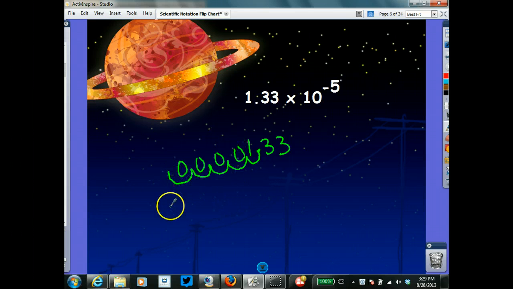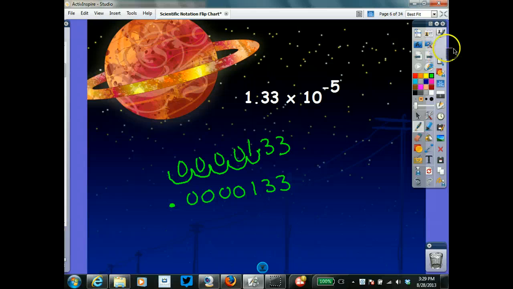Now place my decimal here. 1, 2, 3, 4 zeros. 1. So in this case, and if you notice, this is a really small number here. And that's the way scientific notation works.